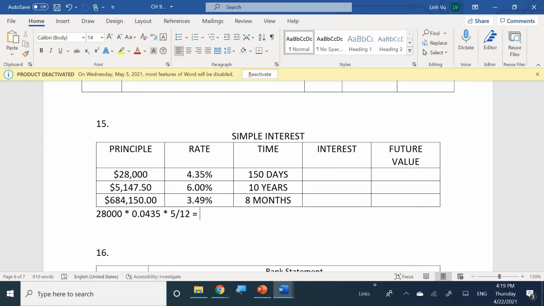Okay. I got 2,923.20 cents. Okay. Who else wants to try?